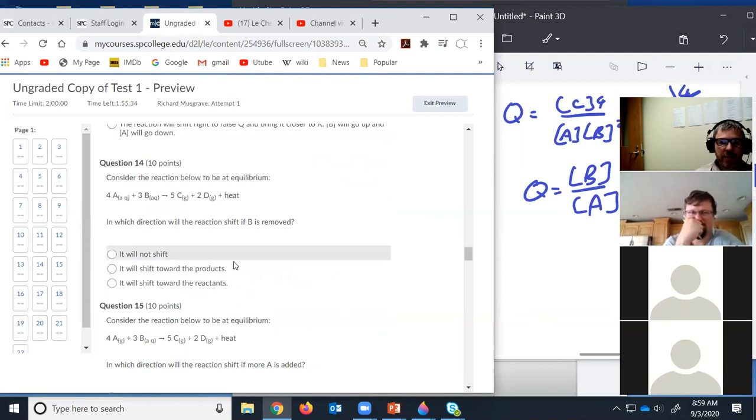Okay, question 14. Consider a reaction to be at equilibrium here. Which way will the reaction shift if B is removed? All right, does anybody want to say?